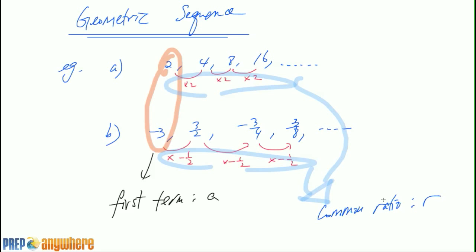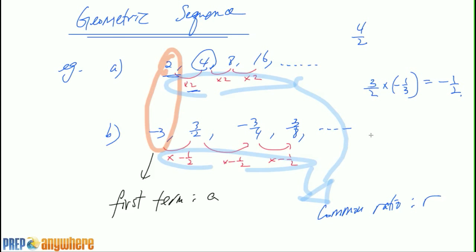I mean, how would you numerically get the number 2? You do this, right? This number divided by the previous number. Same here. It's a little bit more complicated, but 3 over 2 divided by negative 3 is the same thing as times by negative 1 over 3. And you can see that you're going to get negative half.